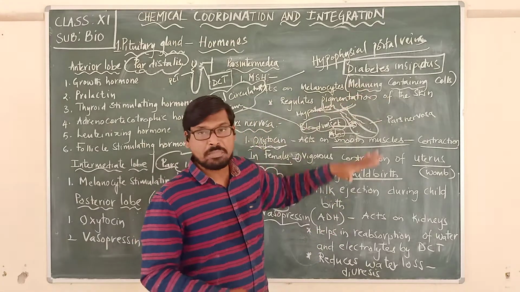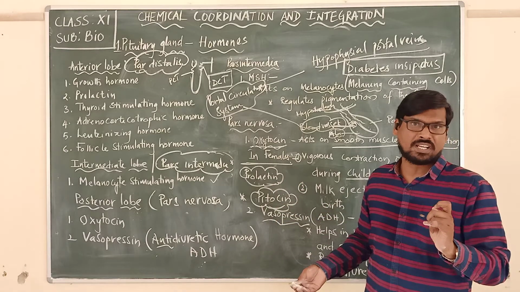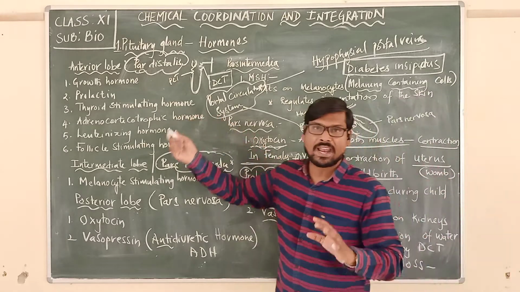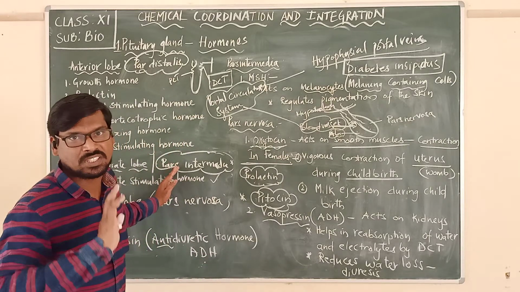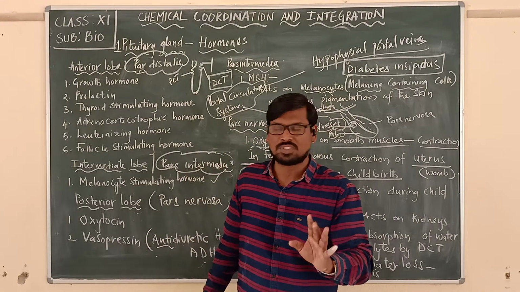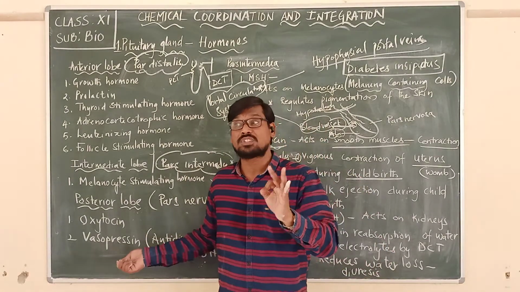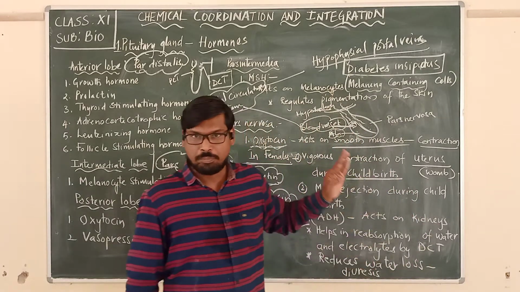So here we have to remember all these hormones that are produced from the pituitary gland, from different parts called anterior lobe, intermediate lobe. They are producing the hormones, but the posterior lobe is not producing the hormones. It is only storing the hormones that are produced from where? From the hypothalamus region of the brain.